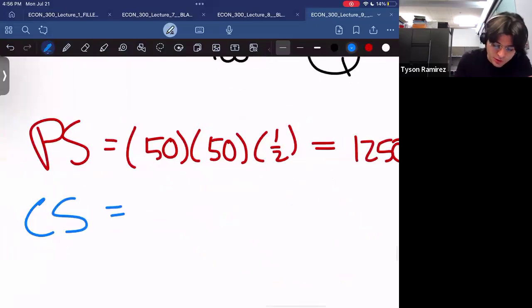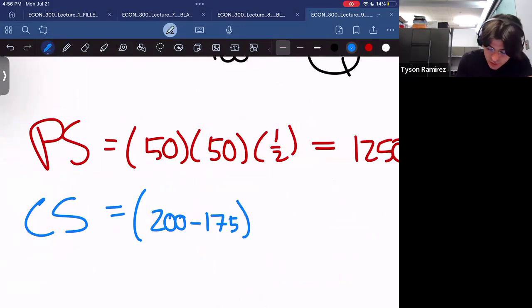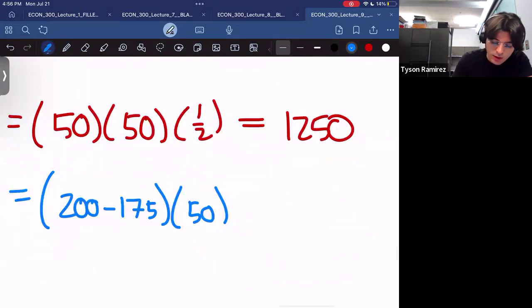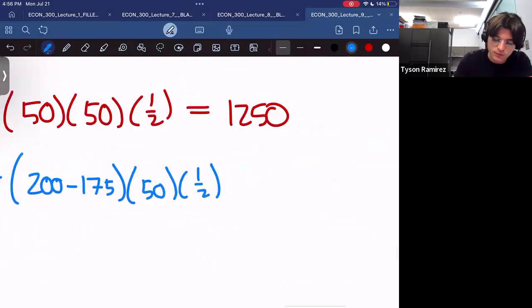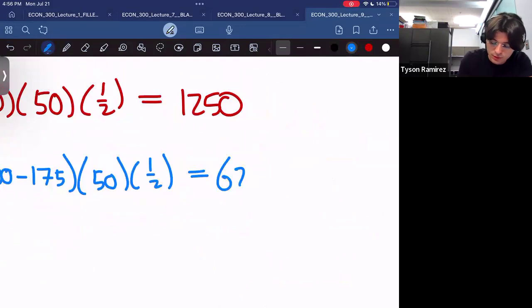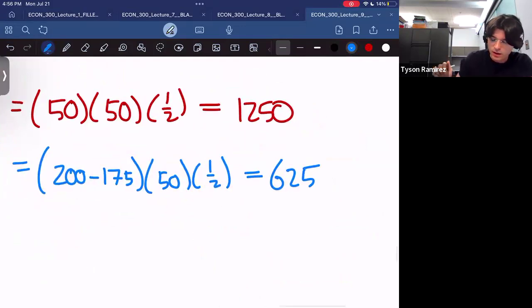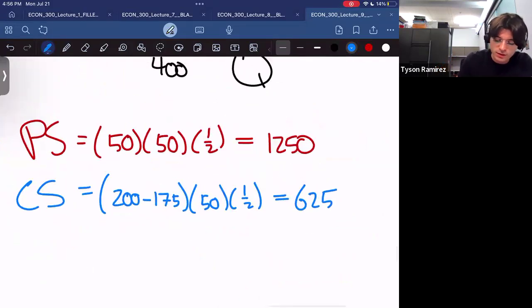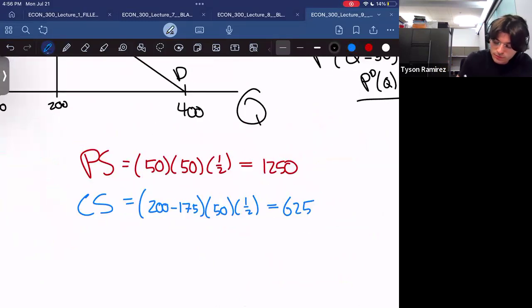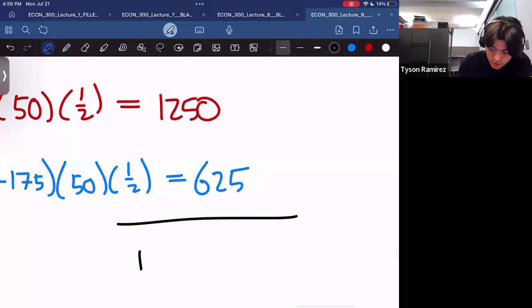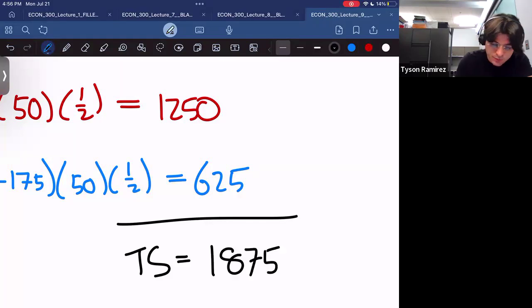So now the consumer surplus is 200 minus 175 times 50. And so that's 25 times 50 times 1/2. And this should be 625. Yeah, that's correct. So now total surplus is equal to only 1875.